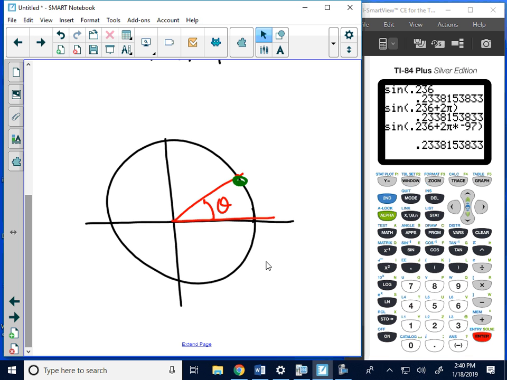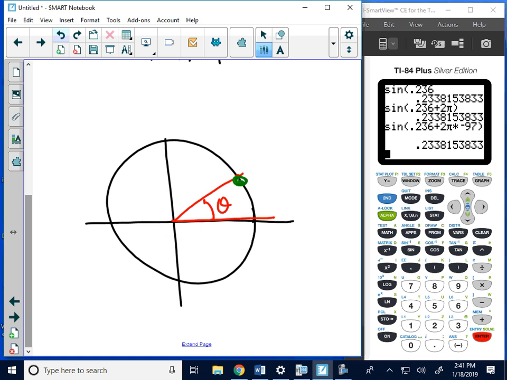It goes counterclockwise. That's what makes it positive, not the fact that it's in quadrant 1. It has nothing to do with whether it's positive or negative, right? I mean, this angle here also goes in the first quadrant, but that's some negative angle, right? Okay.